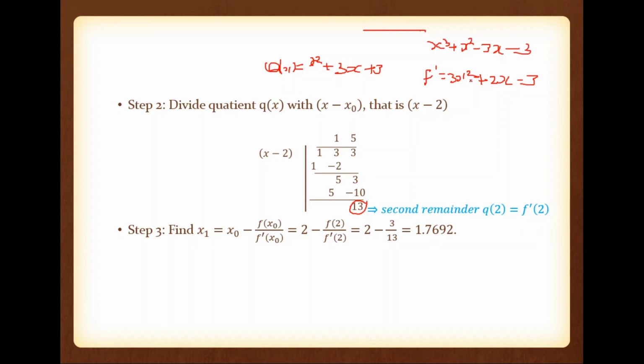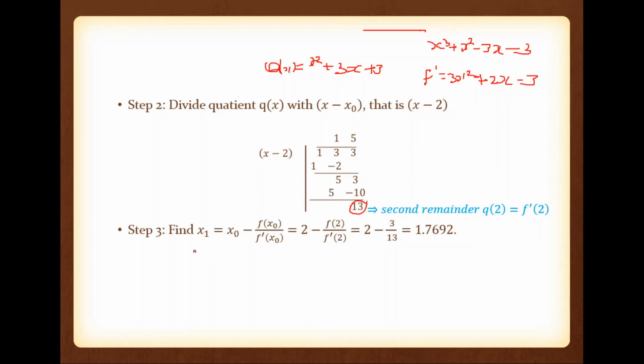We have 3 into 2 square plus 2 into 2 minus 3. So that is also 13. That is why this is also known as f dash of 2. So you can see that we are actually not taking any differentiation. Directly from the given function itself, we are finding f of 2 and f dash of 2.